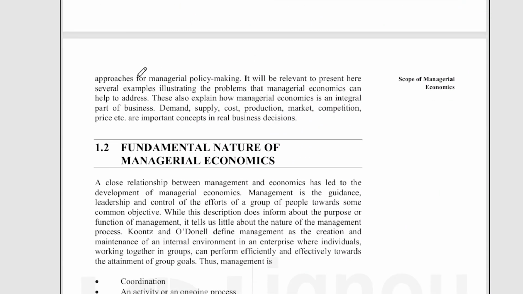It will be relevant to present here several examples illustrating the problems that managerial economics can help to address. These also explain how managerial economics is an integral part of business. Demand, supply, cost, production, market, competition, price, etc. are important concepts in real business decisions.